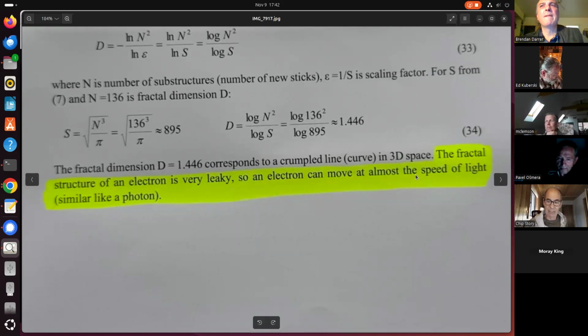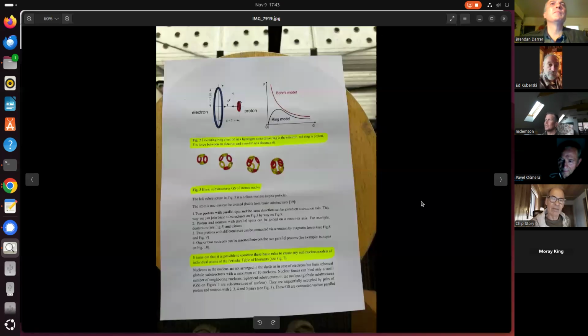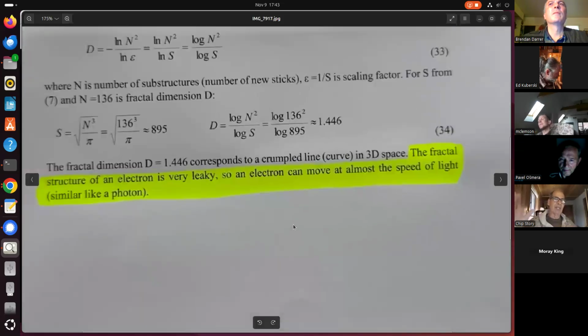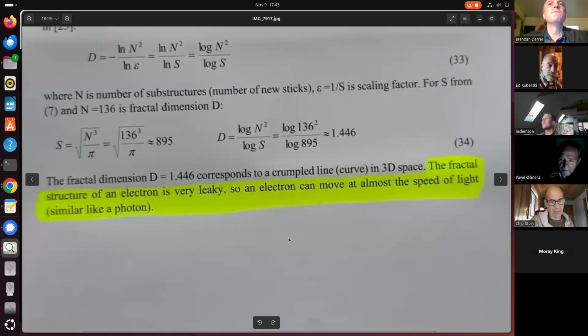Really? The fractal structure of an electron is very leaky. It's called probability. So an electron can move at almost the speed of light, similar to a photon. So it has certain degrees of freedom with this toroidal construct. And that therefore defines the probability aspect of an electron cloud. It's Werner von Heisenberg all over again. You've got no position if you know momentum, and so on, back and forth.